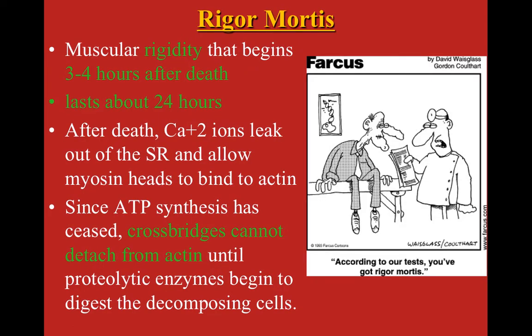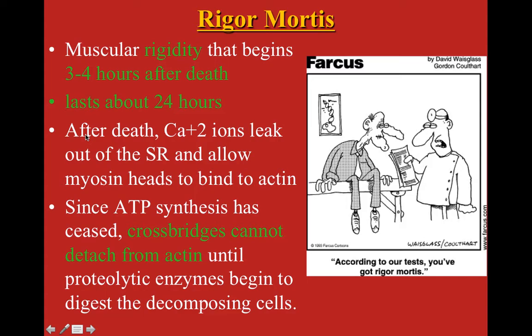All right, now rigor mortis. This is something that happens whenever an individual, or any animal really, dies. There is muscular rigidity that begins, which means the muscles get really, really stiff. It begins about 3 to 4 hours after death, and rigor mortis itself lasts about 24 hours. So if there is an individual or an animal that has died, their body's going to be really, really stiff for at least a full day, okay?